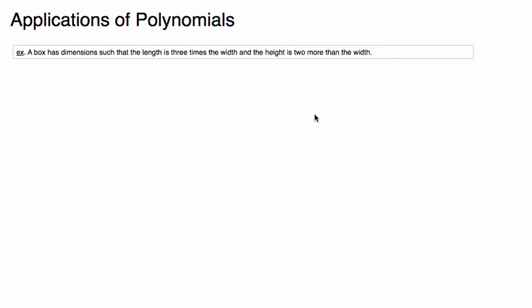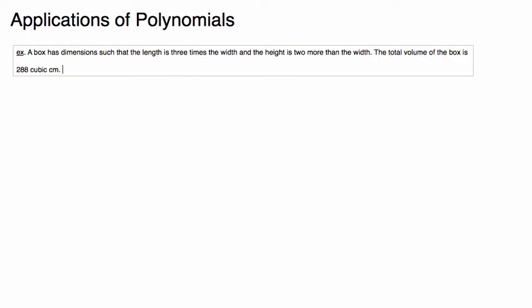In this video, we'll take a look at an application of polynomials and how we can use polynomials and some of the things we've seen in this unit to solve problems. So here's our example. A box has dimensions such that the length is 3 times the width, and the height is 2 more than the width. The total volume of the box is 288 cubic centimeters. So find the dimensions of the box.